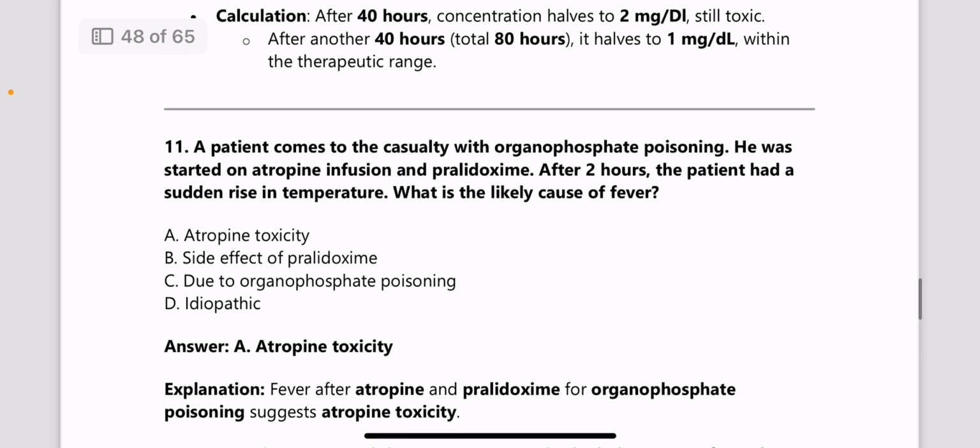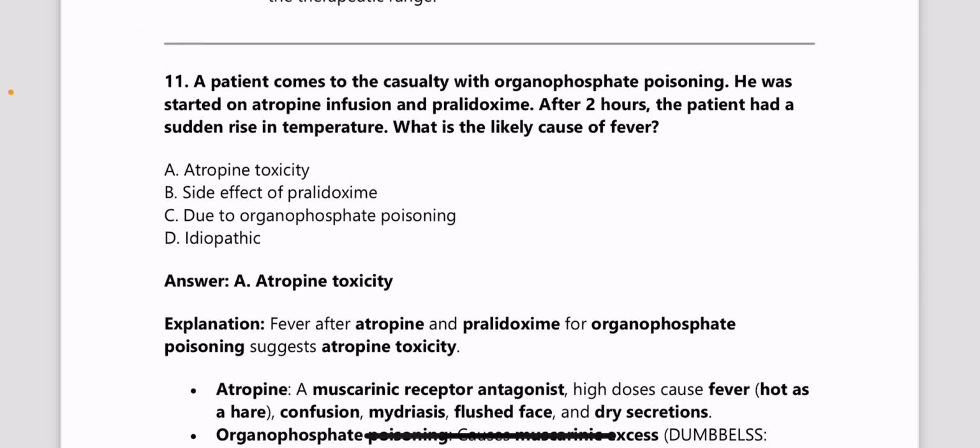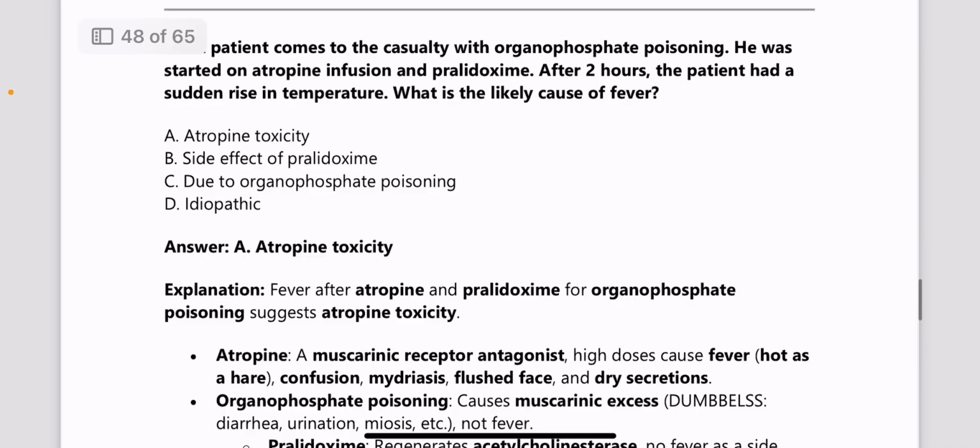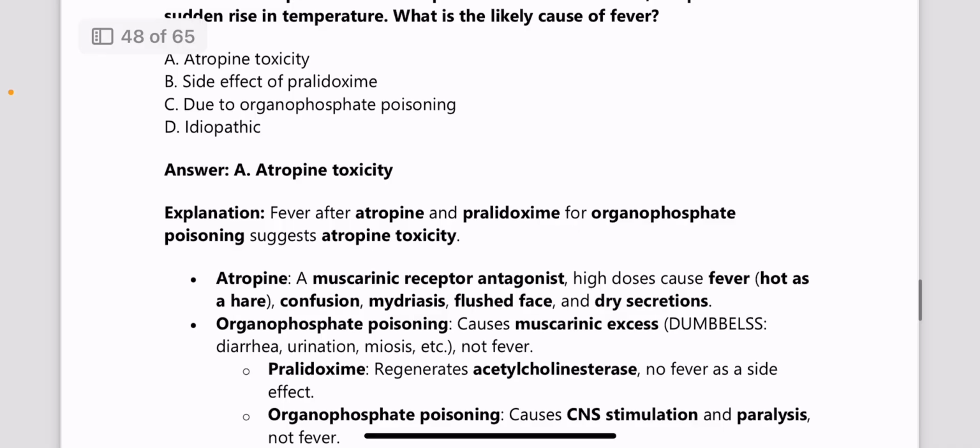Next, a patient comes to casualty with organophosphate poisoning. He was started on atropine infusion and pralidoxime. After 2 hours, the patient had a sudden rise in temperature. What is the likely cause of fever? So here atropine is the culprit, because atropine in high doses can lead to fever and confusion, mydriasis, flushed face, and dry secretions.